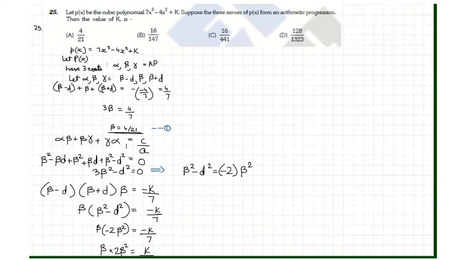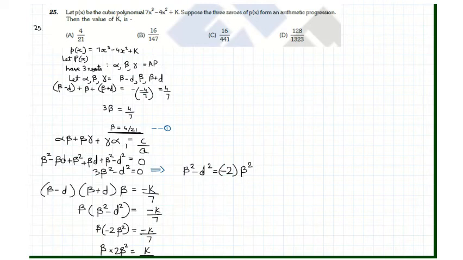In the 25th question, p(x) is given as 7x^3 - 4x^2 + k, where k is a variable. If the three zeros of p(x) form an AP, we need to find the value of k. Let the roots be alpha, beta and gamma. We get alpha = beta - d, gamma = beta + d, where d is just the common difference in the AP. Now using the relations of roots, the sum of the roots is -b/a, that is, -(-4)/7, that is 4/7. So 3 beta = 4/7, or beta = 4/21. This is our first equation.